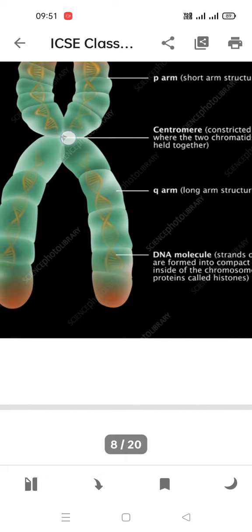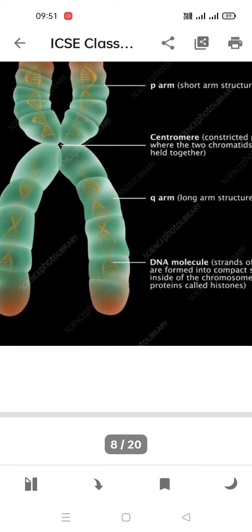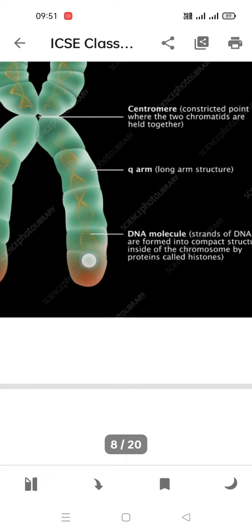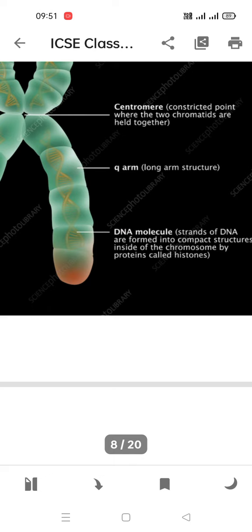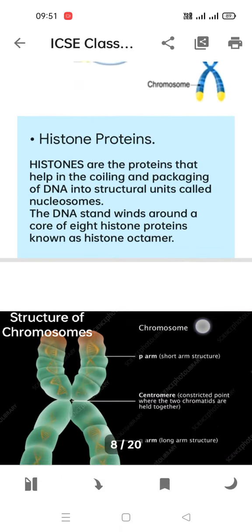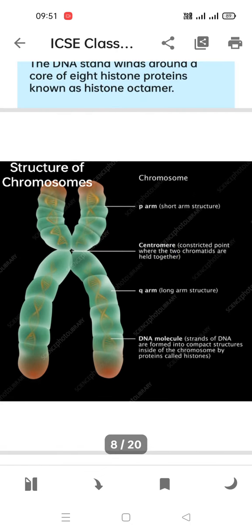This is the centromere which divides the two sister chromatids, and this is the Q arm, which is also known as the lengthy arm or the long arm. And you can see this is the DNA molecule, the strands of DNA that form into a compact structure inside the chromosomes by the histone protein. As I told you, here it is helix, here it is DNA. So this is the structure of chromosomes.